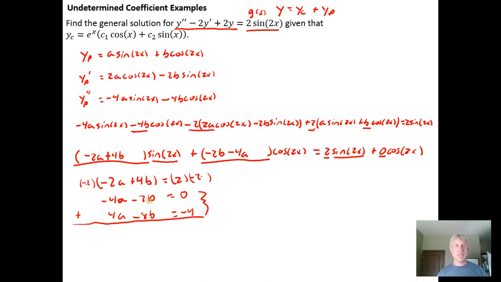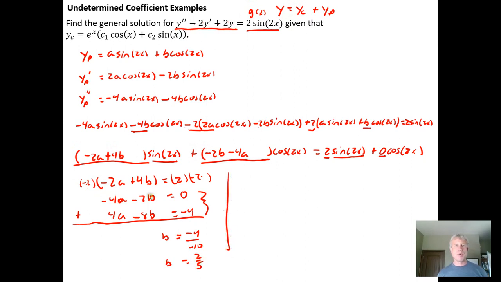That will zero out the a, so negative 2b plus this will be a negative 10 times b equals negative 4. And then divide both sides by negative 10. It's going to give us b is equal to 2/5.